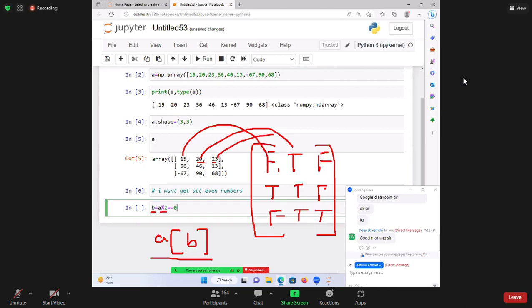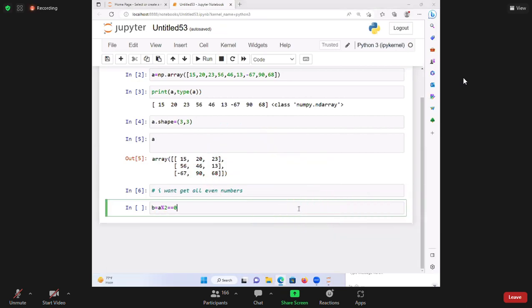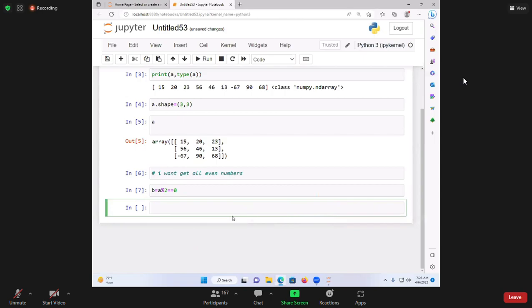Next 23, you see, false. False means not selected. 56 is true, selected. 46 true, selected. 13 false, not selected. Minus 67 false. 90 selected. 68 true. All the entries that are true will be selected.